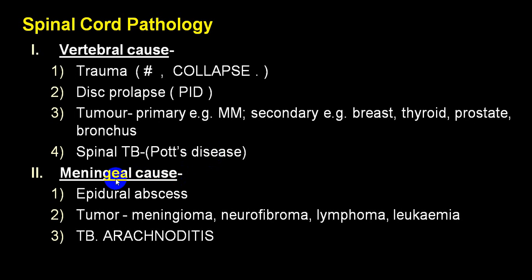You can have involvement of meninges producing epidural abscess. You can have a tumor of meninges like meningioma, or related to the spinal roots like neurofibroma. You can have infiltration by lymphomas, leukemias, etc. And tuberculosis can also involve meninges producing tubercular arachnoiditis. All this can produce damage to the spinal cord.